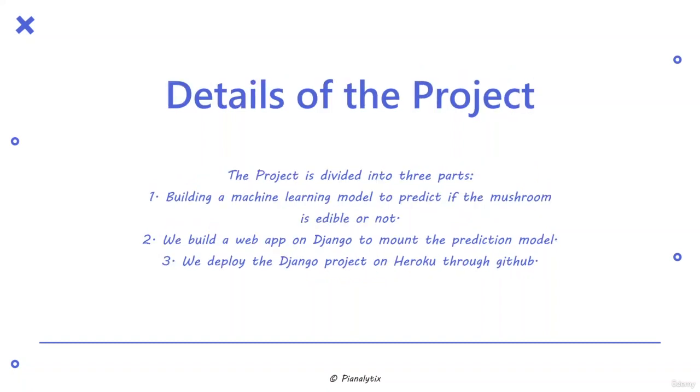Next, let's understand the details of the project. The project is divided into three parts. The first part is building a machine learning model to predict if the mushroom is edible or not. The second is where we will be building a web application using the framework Django, where we are going to mount this prediction model. The last part is where we will be deploying the Django project on Heroku through GitHub.